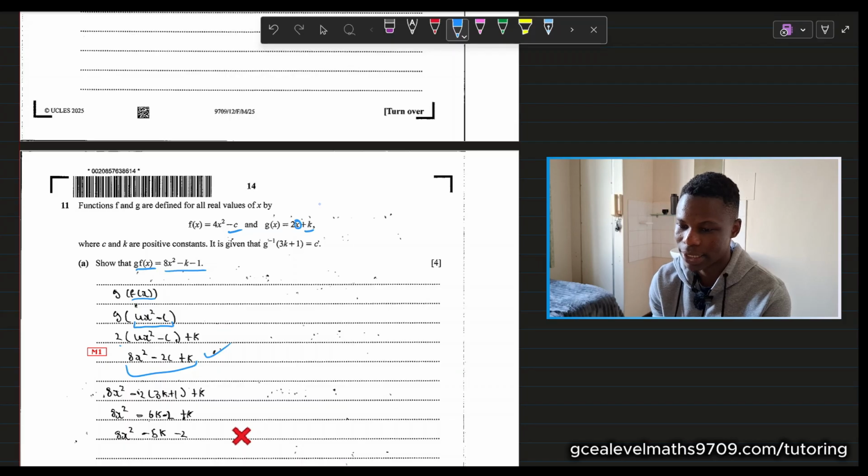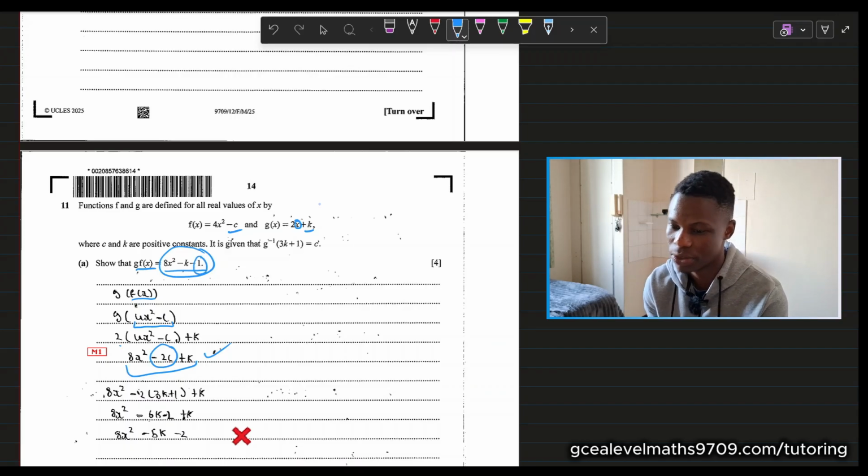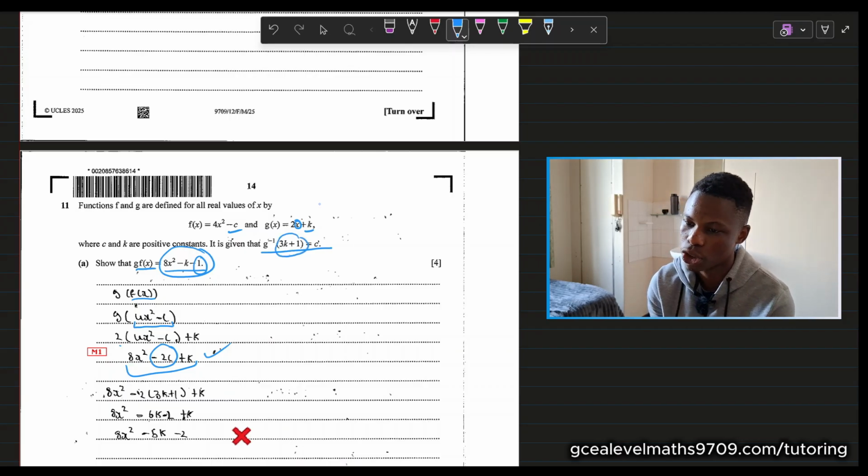And the trick now, comparing what we want and what we have, you notice that the difference is that they've got negative 1 instead of the minus 2c that we have. So we need to find a way to get rid of the c. And that's where this additional information comes in. You substituted c with 3k plus 1. That's not necessarily how you should use that.